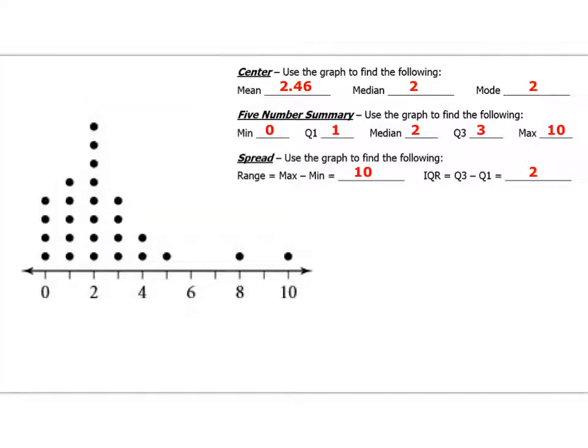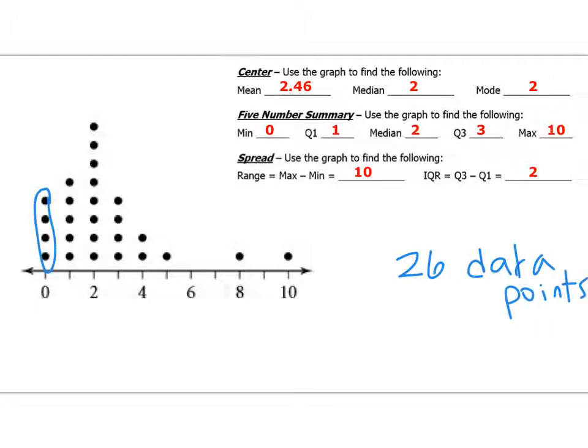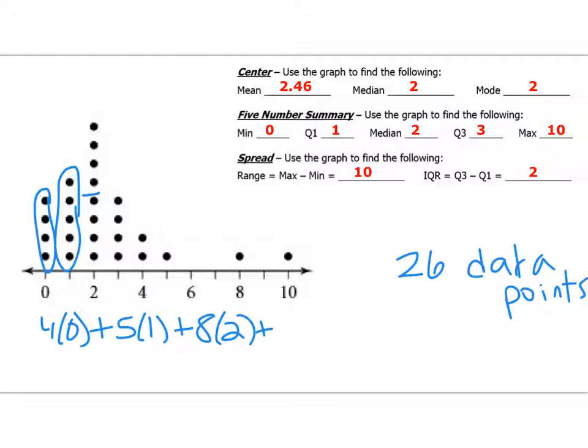So in this data set, I have 26 data points. If I want to find the average, I'm going to do 4 times the value of 0, 4 dots of 0, then I have 5 dots that are 1, plus 8 dots that are a value 2, plus 4 dots of value 3, plus 2 dots of value 4, plus 1 of 5, plus 1 of 8 and 1 of 10.